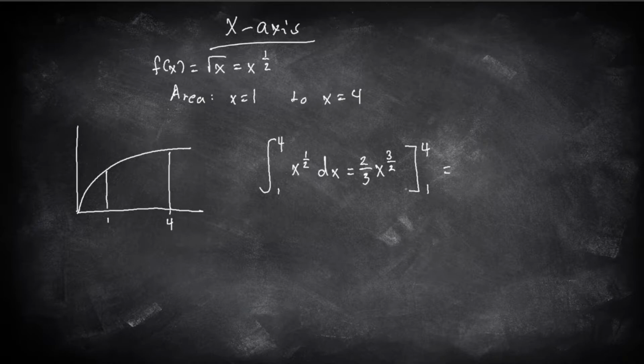Now when we plug in 4, 4 is the same thing as 2 to the power 2. So this 2 cancels out with this 2, so 2 to the power 3 is 8. So 8 times 2/3 is 16 over 3. Minus plug in 1. 1 to the power 3 over 2 is 1 times 2/3 is 2/3. So 16 over 3 minus 2 over 3 is 14 over 3. So our area for our curve is 14 over 3. So that was what we have been doing the entire time.